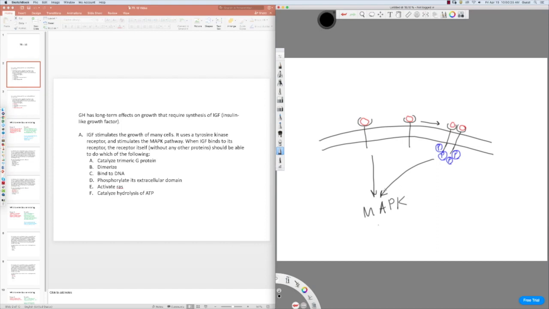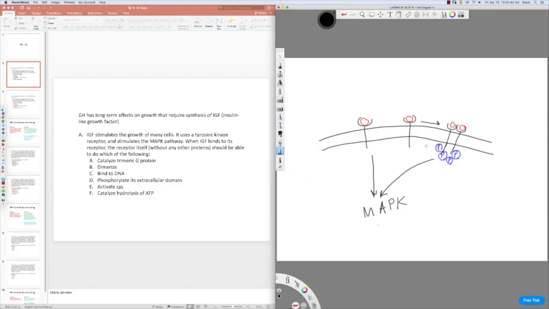and then eventually you'll get activation of the MAPK pathway, right? And because of its ability to phosphorylate itself and other proteins, that's why they're called tyrosine kinase receptors. Kinase defines an enzyme that's able to transfer phosphate groups, specifically adding phosphate groups to its substrate.